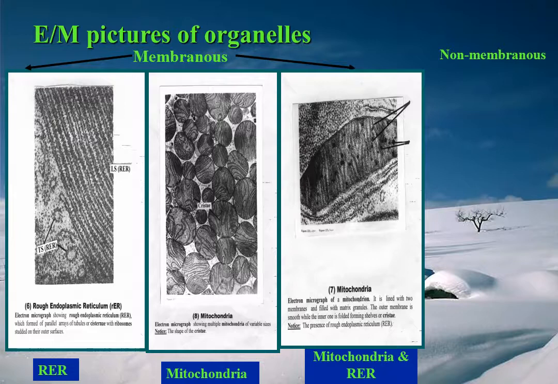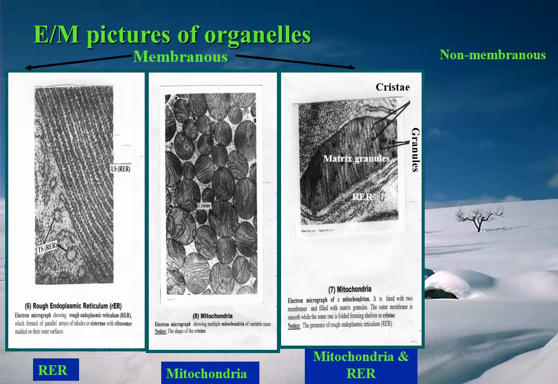Mitochondria and rough endoplasmic reticulum. Mitochondria appear spherical, bounded by two membranes. The inner one is folded to form cristae. The mitochondrial cavity is filled with matrix, rich in dense granules, matrix granules.